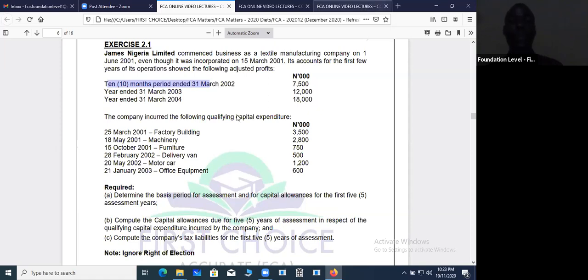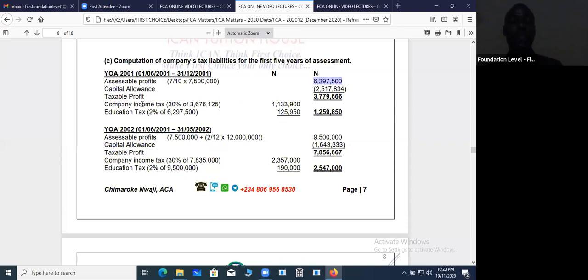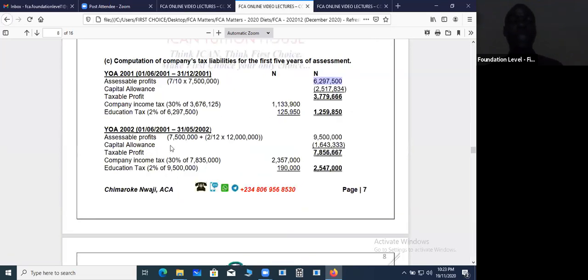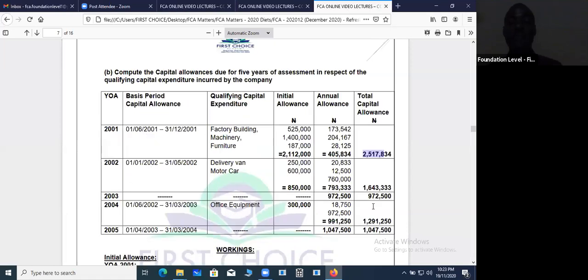But this time around, you are looking for 12 full months. Since you are looking for 12 full months and they give you 10 months, you take the whole of these 10 months plus the remaining 2 months, 2/12. That's what we did. 10 months plus 2/12 of 12 million, everything gives you 9,500,000. Your capital allowance, you go straight and pick it from here.